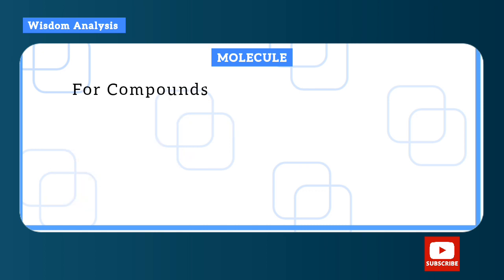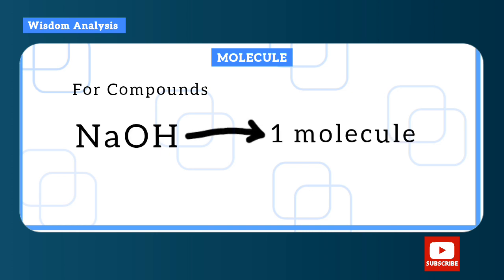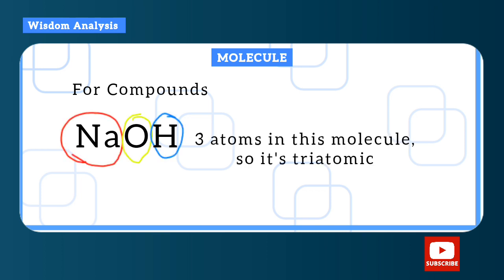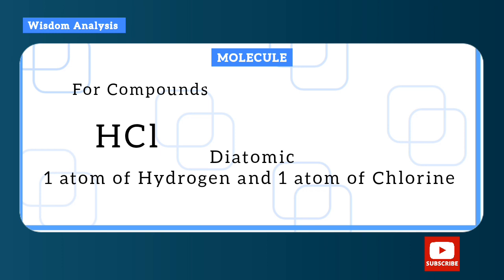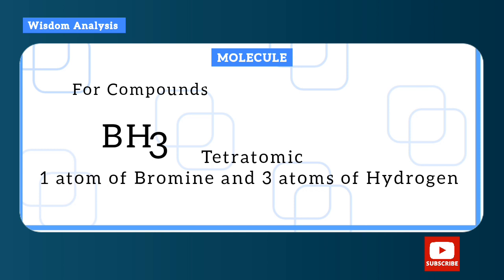Okay, so for compounds, if you just write the formula of the compound, that is one molecule of the compound. So if you add 2 to the side, that is 2 molecules, okay? And if you add 3 and so on and so forth. Now this is 3 atoms coming together to form the compound. So it's called a triatomic compound. 2 atoms of sodium and 1 atom of oxygen, so it's triatomic. Hydrochloric acid, 1 atom of hydrogen and 1 atom of chlorine, that is diatomic. For this, it is 1 atom of boron and 3 atoms of hydrogen, so it is tetraatomic.